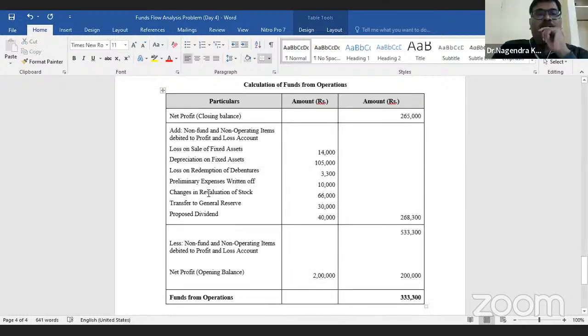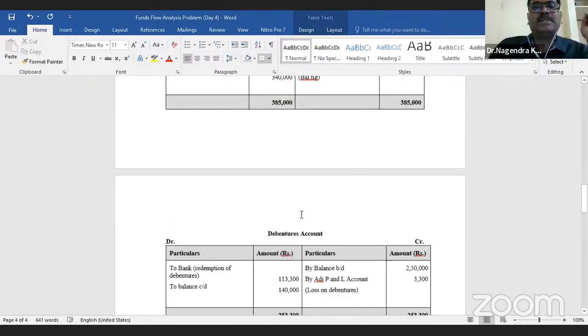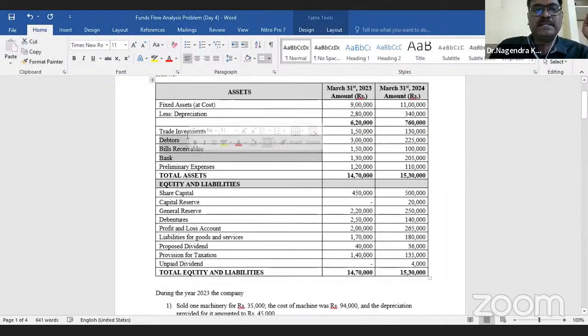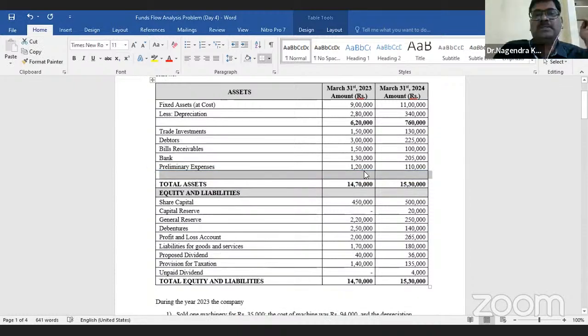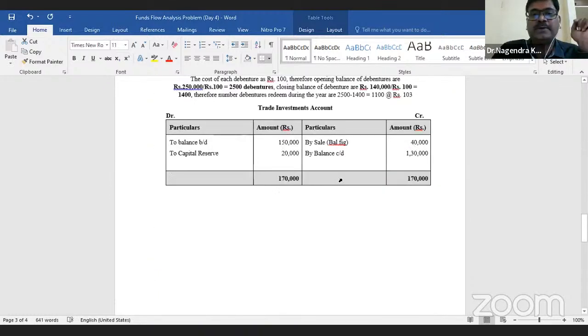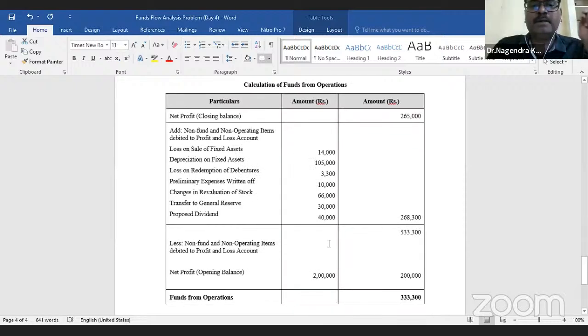And what happened is preliminary expenses. Preliminary expenses is also a non-cash expenditure that will normally be deducted. This was given in the balance sheet, so we already make adjustments for this. For fixed assets we made, for trade investments we made, debtors, receivables, and banks we made. The other component is preliminary expense. So during the year we have written off 10,000 as preliminary expense. So that also should be added back to the net profit earned during the year.